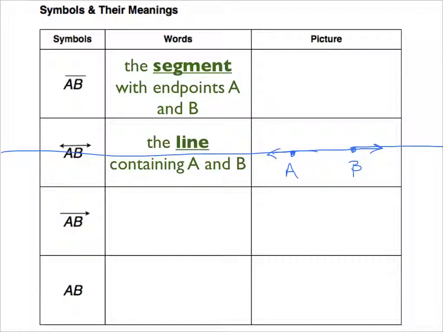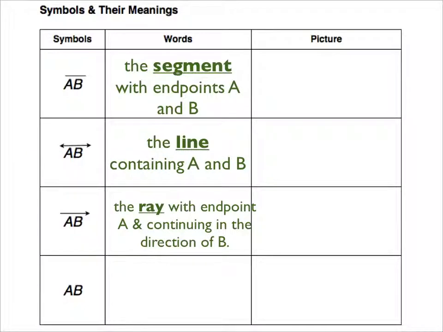Alright, the next one, where it has one arrow, is called a ray. Think about a ray gun. It starts, the laser or the ray starts at your gun and goes on forever. So we call that a ray.